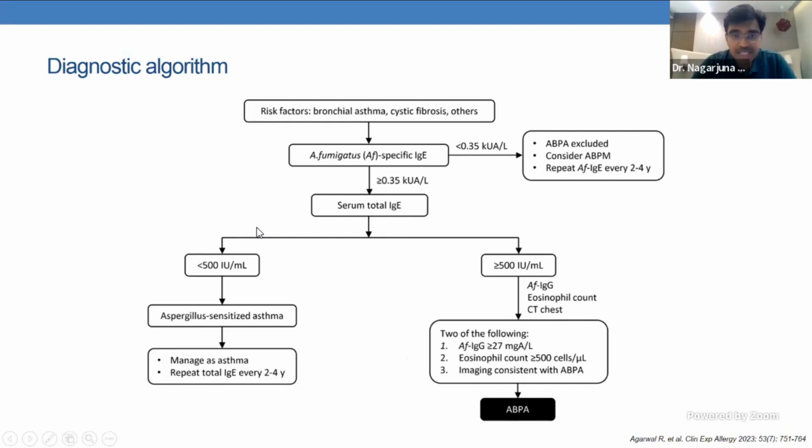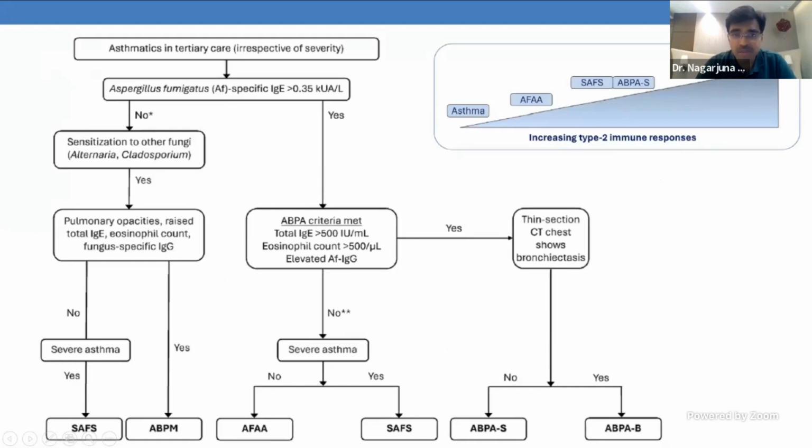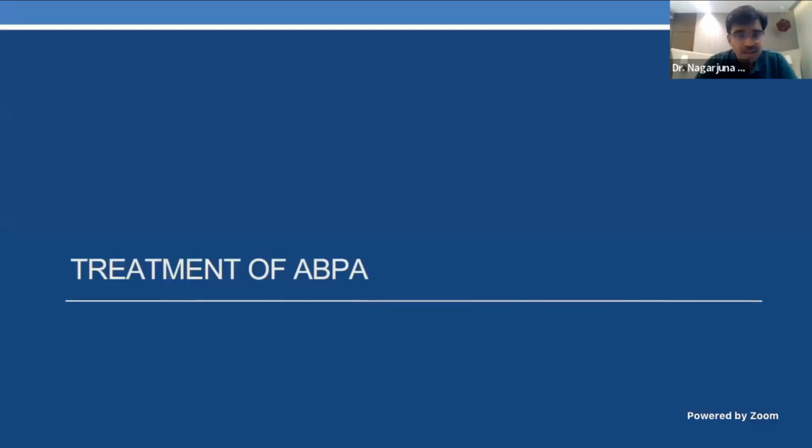But if the total IgE level is less than 500, but specific IgE is high, it will be called Aspergillus sensitized or SAFS, severe asthma with fungal sensitization. This is a very brief diagnostic algorithm for ABPA. Now, treatment of ABPA. So this was about diagnosis. In the next 10 minutes, I'll talk about treatment of ABPA.